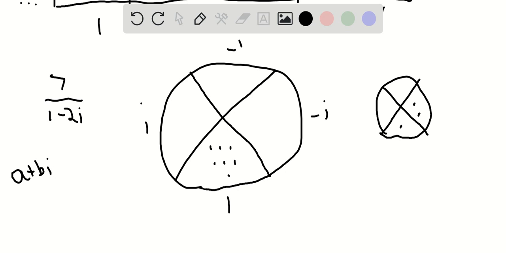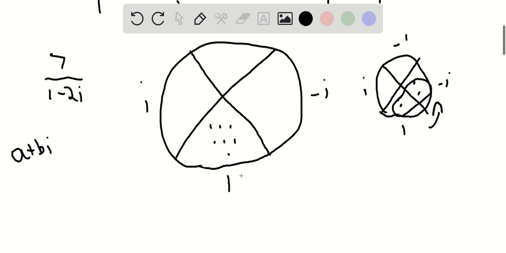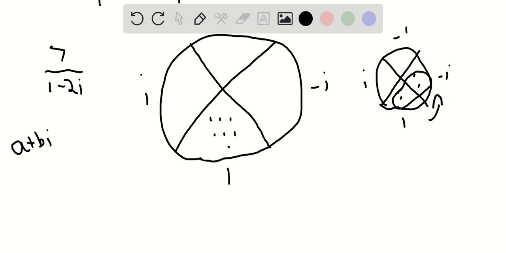Okay, so this is 1, i, -1, -i. So we have 1 minus 2i. So it looks like 1 dot next to 2 dots going in the counterclockwise direction. Looking at our picture here, right now we don't see any 1 dot next to 2 dots. But we want 1 dot next to 2 dots. So let's go ahead and put it in.